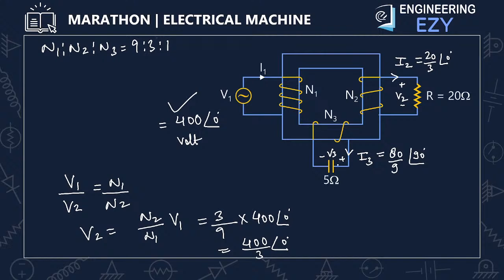After getting V2 and V3, we can calculate I2 and I3 at the secondary side and tertiary side. Then refer the current to the primary side. The sum of the referred currents I2 dash and I3 dash is nothing but I1, because the primary current is supplying the load current. So I1 is I2 dash plus I3 dash.